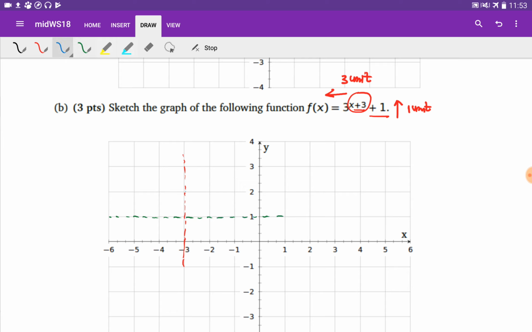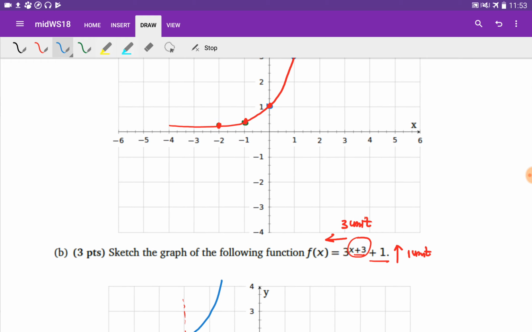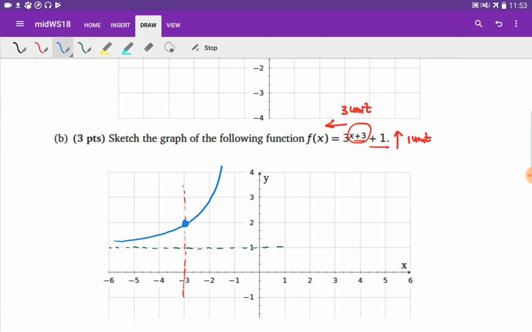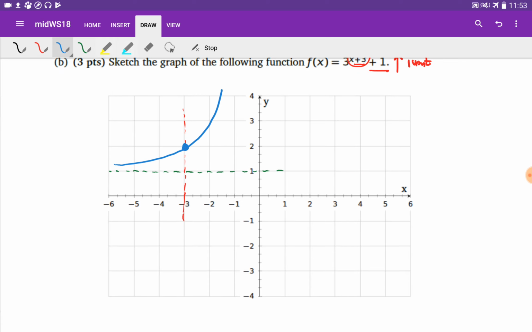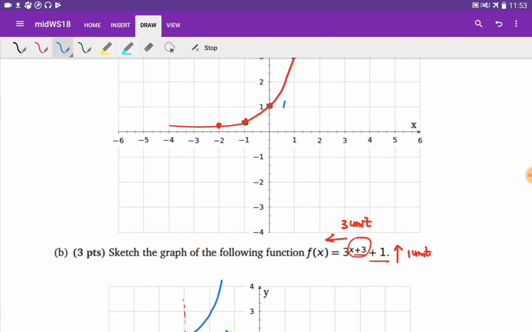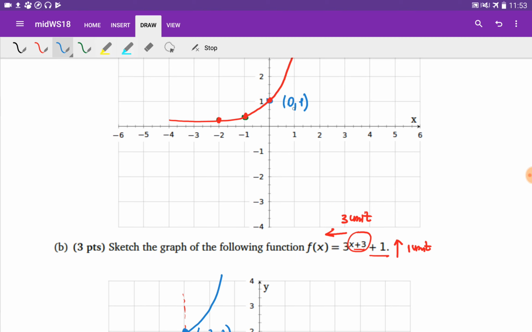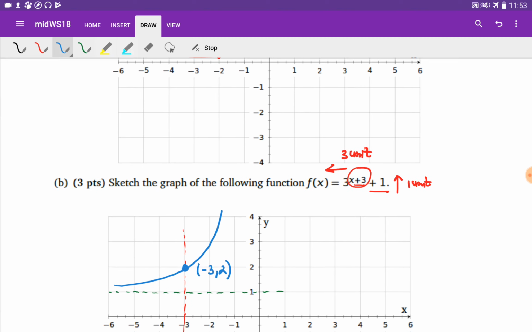Again, our graph should cross 1 as before, right? Then it is going to look like this. Very similar to this graph, we just need to move it some units left and up. So this is going to be minus 3 and 2. Previously it was 0 and 1. We moved this 1 unit up, so it became 2. And we moved this 3 units left, so it became minus 3.